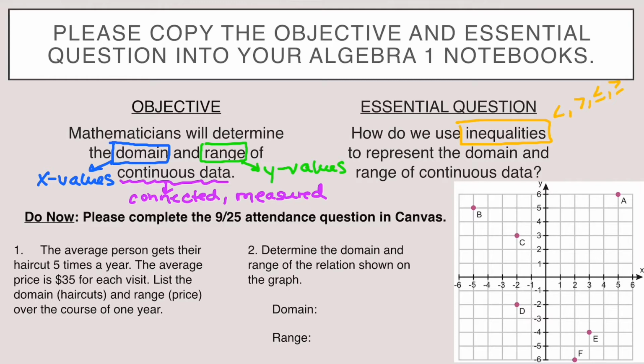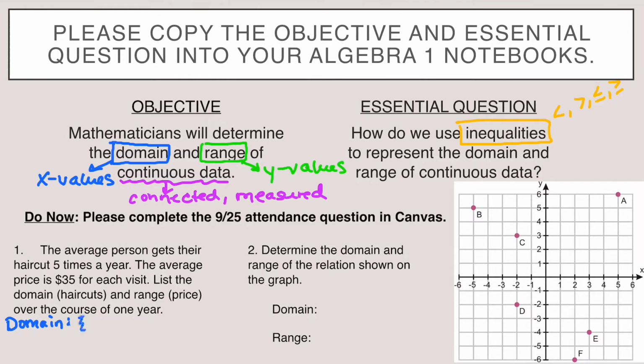Then we go ahead and complete our attendance question. So our first one says the average person gets their hair cut 5 times a year. The average price is $35 for each visit. List the domain, haircuts, and range, price, over the course of 1 year. So our domain is our number of haircuts. So we list out the possible number of haircuts we could get.